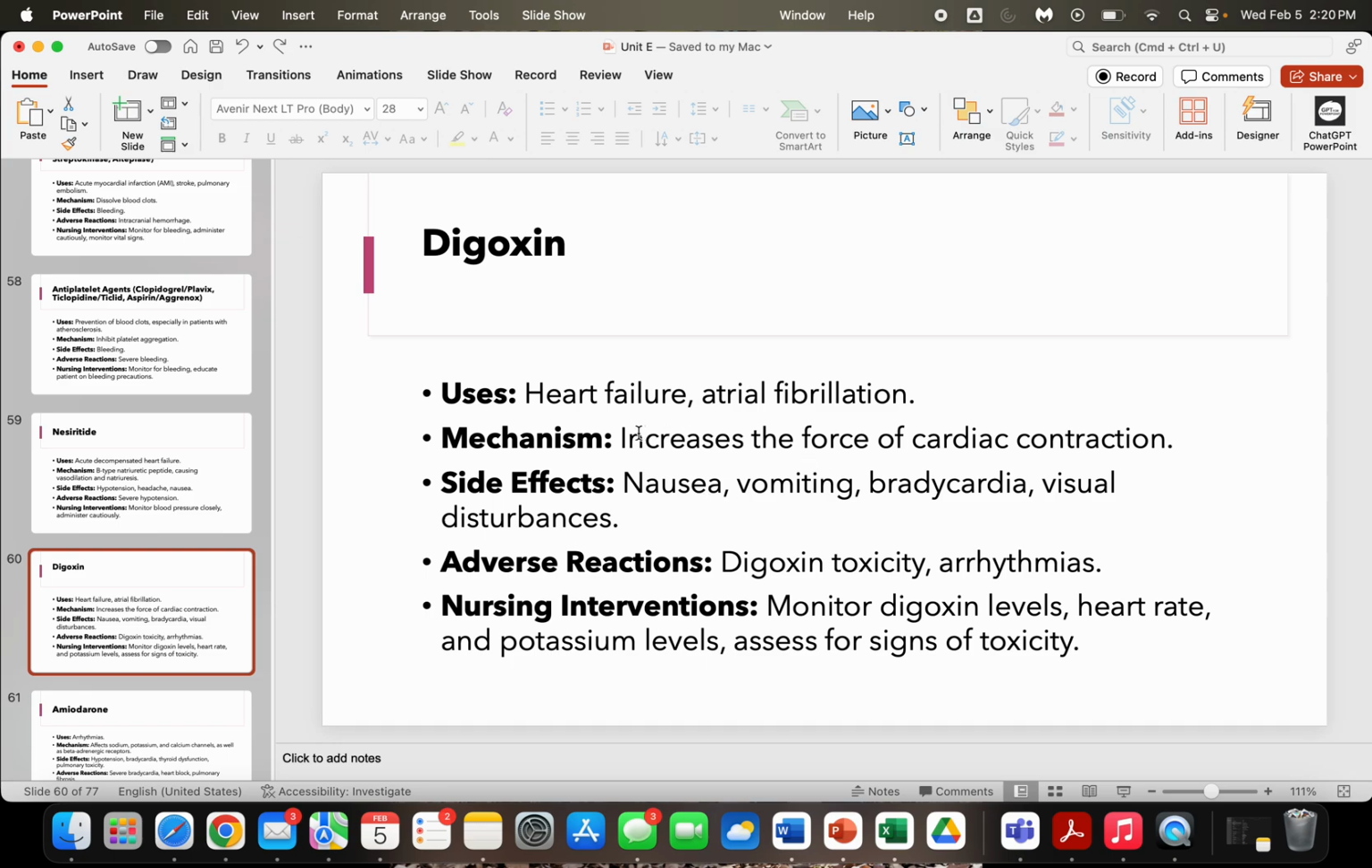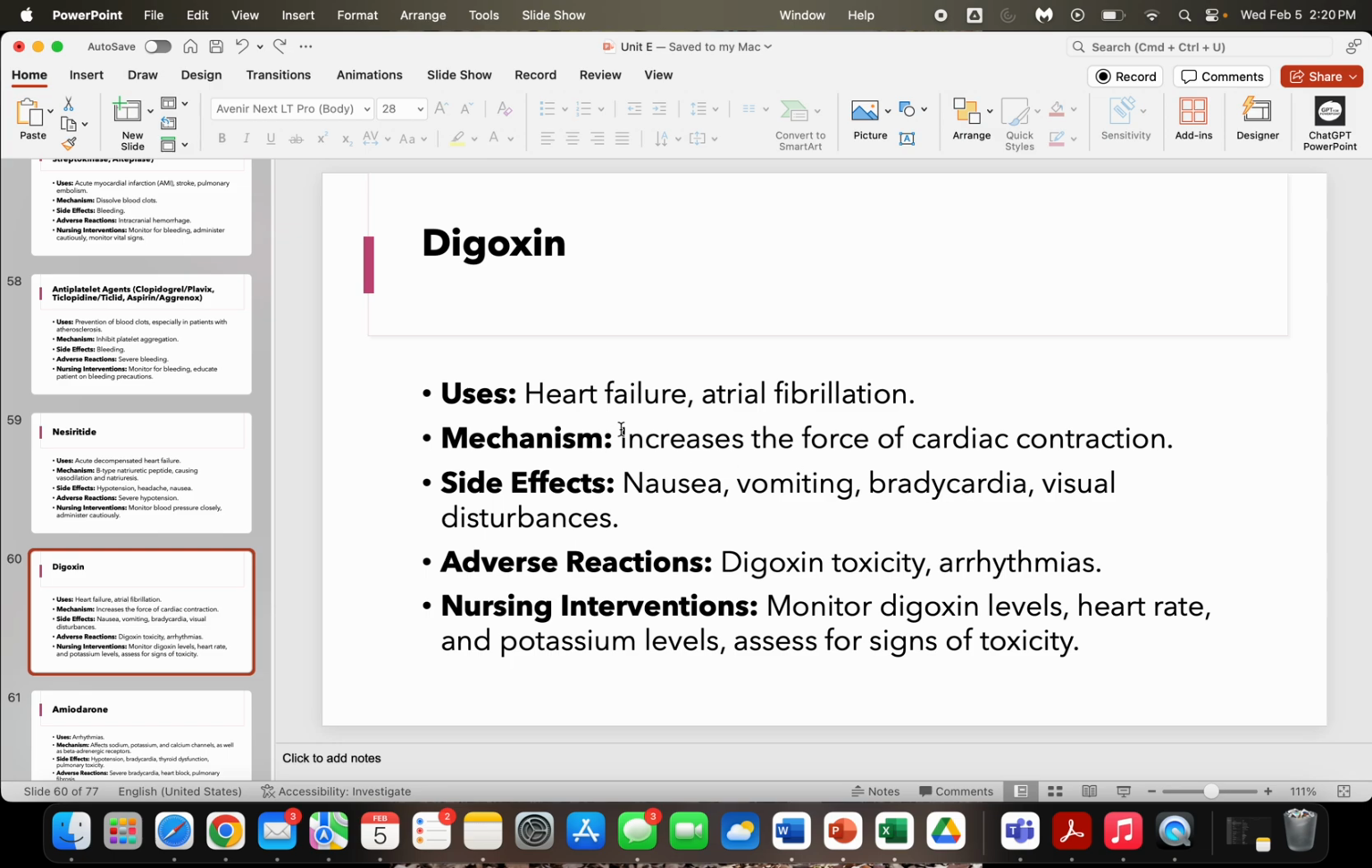What it actually does, and usually it's in combination with something else that's relaxing the vessels, is it increases the force of the contraction. So what you might see is maybe they're taking a beta blocker to slow the rate down, but they might be taking digoxin to help that cardiac contraction so that they get the maximum amount of blood pushed out of the heart with one pump, okay?